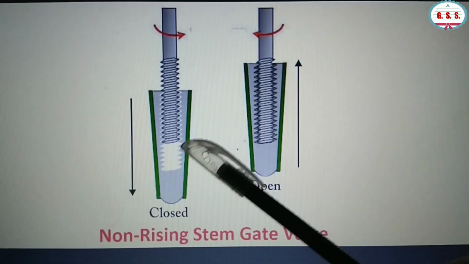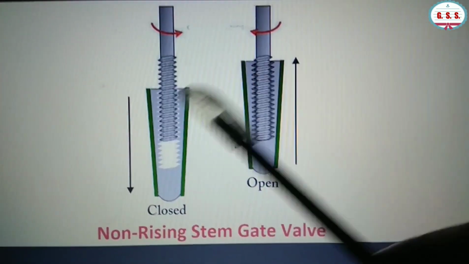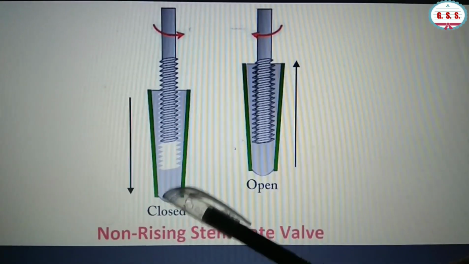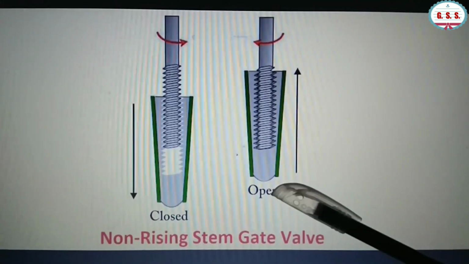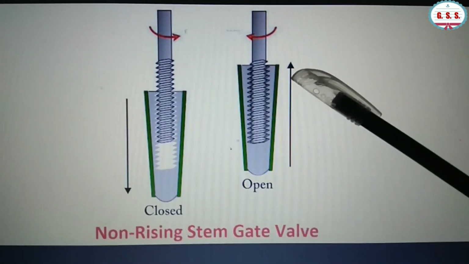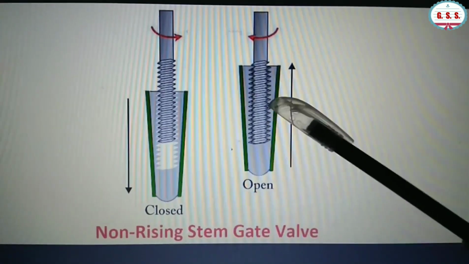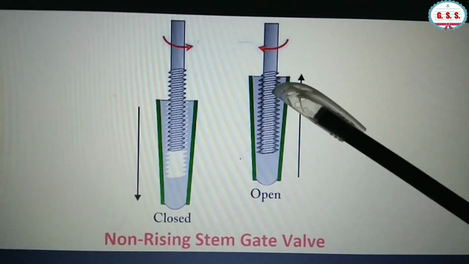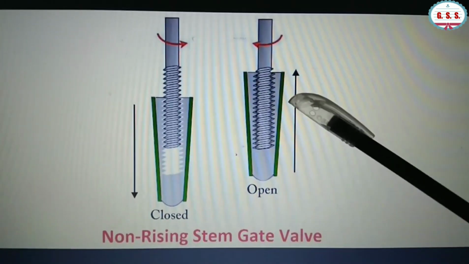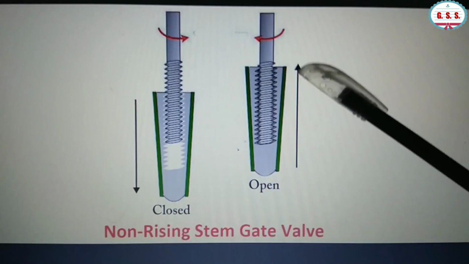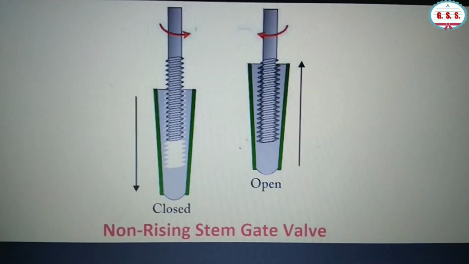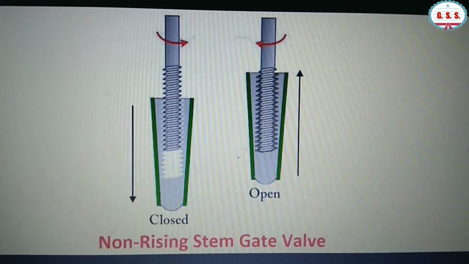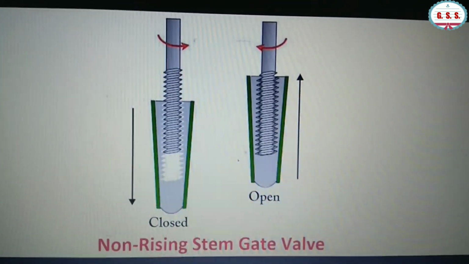So when it is closed, when we rotate the hand wheel, that means stem, then due to threading action, this wedge comes down. While rotating the hand wheel in reverse direction, then due to this threading action, this wedge comes up. That's why this non-rising stem gate valve is called inside screw and yoke type, whereas rising stem gate valve is called outside screw and yoke type gate valve.